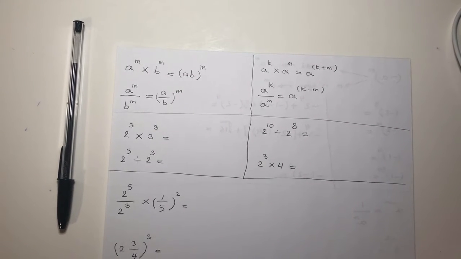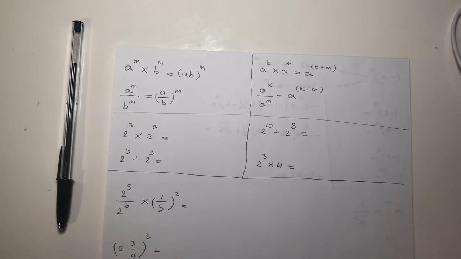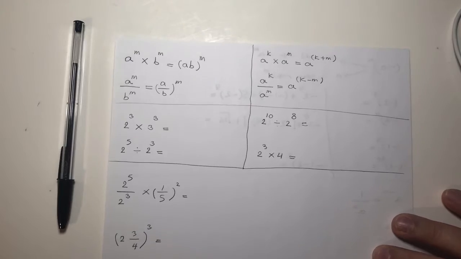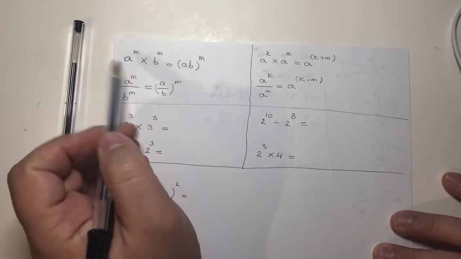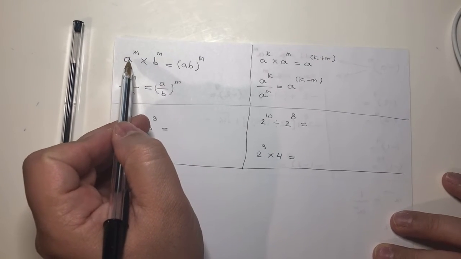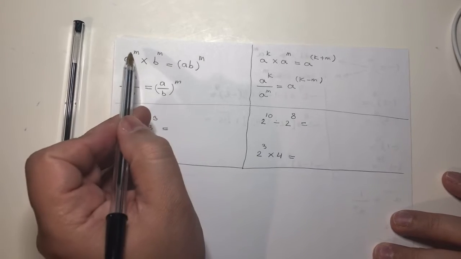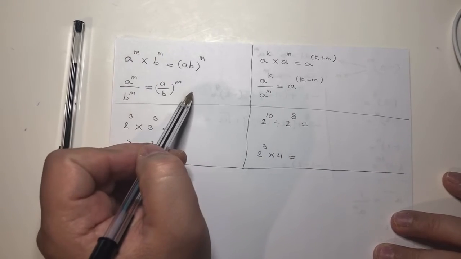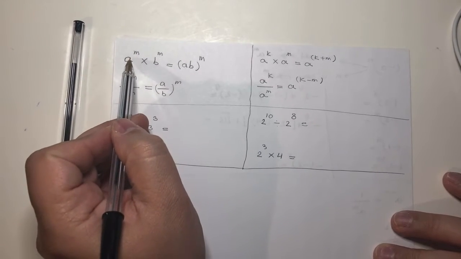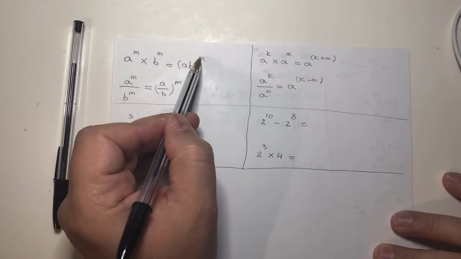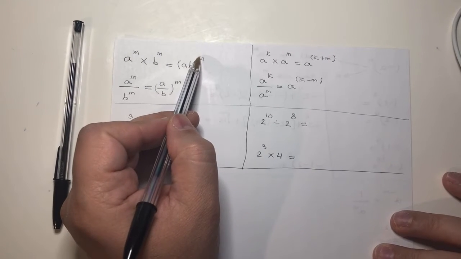Hello everyone. In this video we are going to talk about the multiplication and division of numbers with exponents. To start with, I have written these general cases here and I'm going to explain each one to you. Let's assume we are multiplying two exponential numbers in which the exponents are the same. The way that we multiply them is we simply multiply a by b and use one of the exponents as the final exponent.